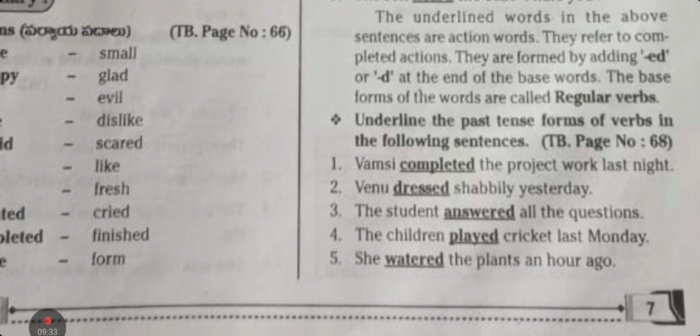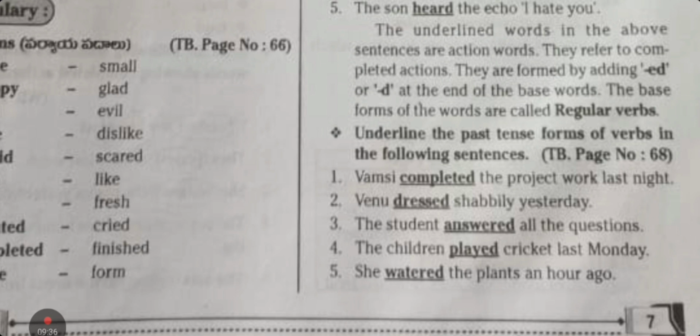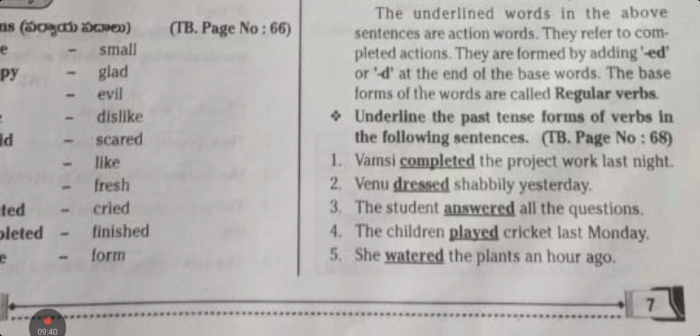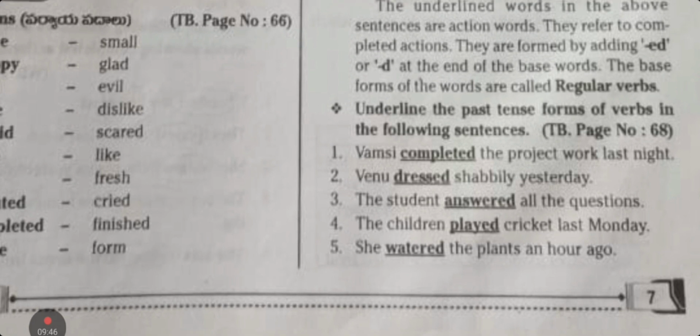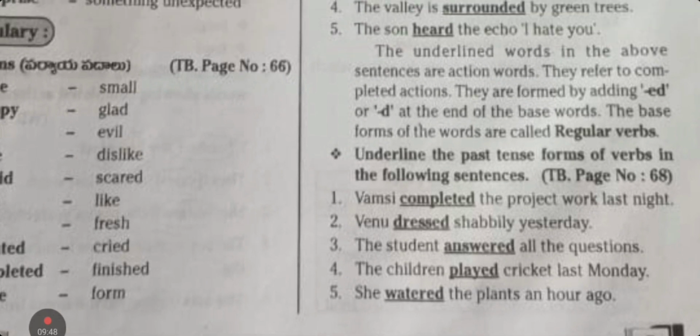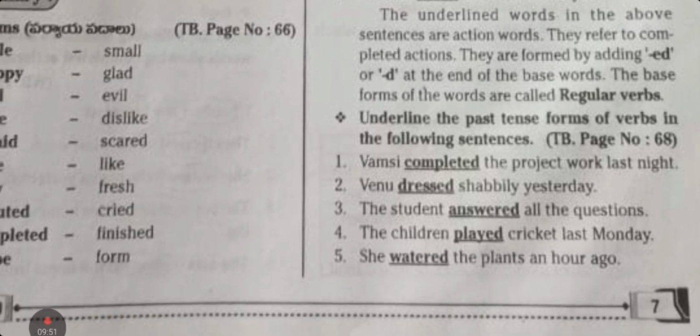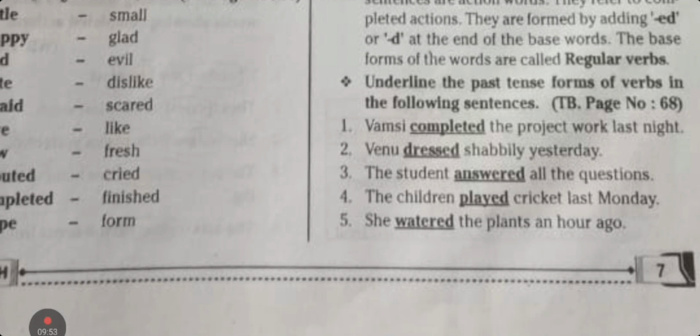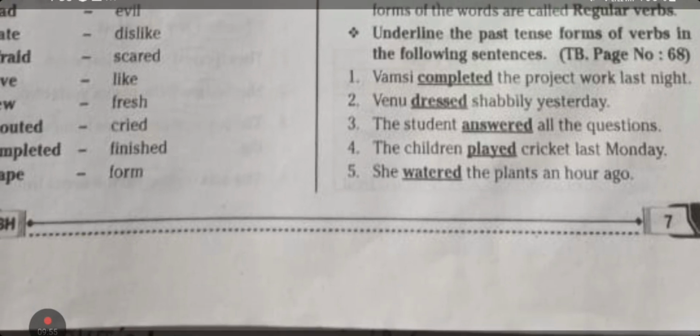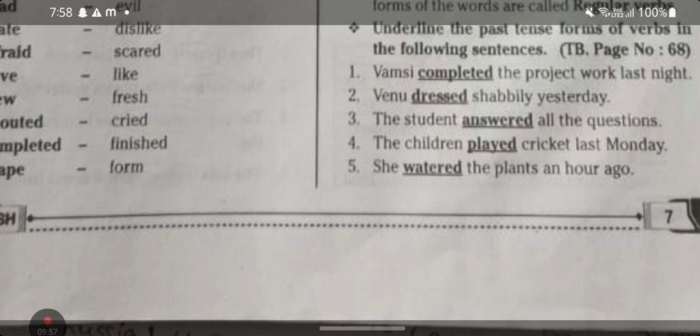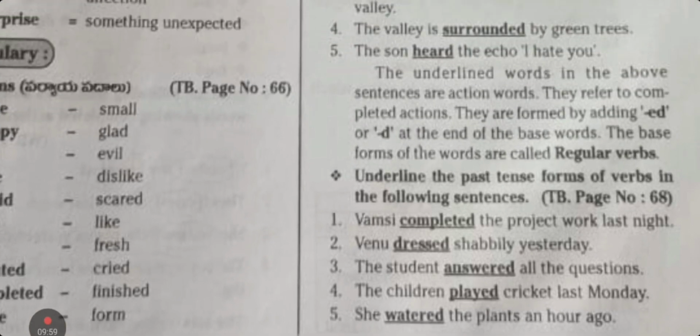Next, underline the past tense forms of verbs in the following sentences. You can see here completed, dressed, answered, played, watered. These are the completed past tense. Vamsi completed the project work last night. Venu dressed shabbily yesterday. The student answered all the questions. The children played cricket last Monday. She watered the plants an hour ago.